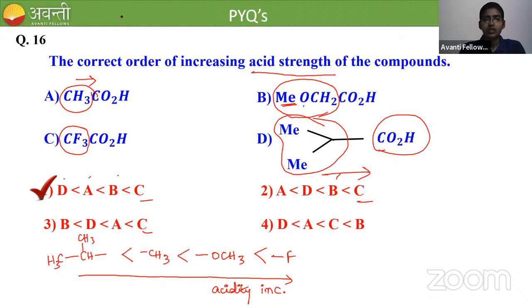Students, do you have any doubt here? Plus I groups decrease the acidity. That is a concept. Plus I groups decrease the acidity. They make the system more basic. And all the alkyl groups are more electron donating groups. They increase the basicity. Got it?